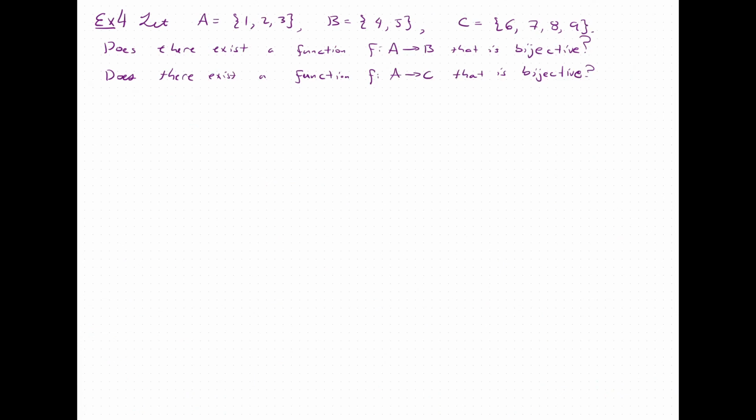So for the next example, we have three sets, A, B, and C, given as follows. A is 1, 2, 3, B contains 4 and 5, C contains 6 to 9. And we want to know, is there some function going from A to B that is bijective? And the same from A to C, is there a function that is bijective? And the way we're going to go about doing our scratch work is by looking at a picture. So let's go ahead and view these three sets via a picture. And so here's the drawing.